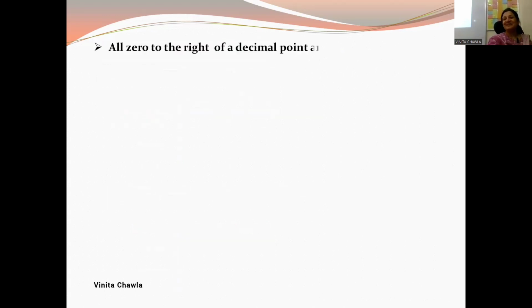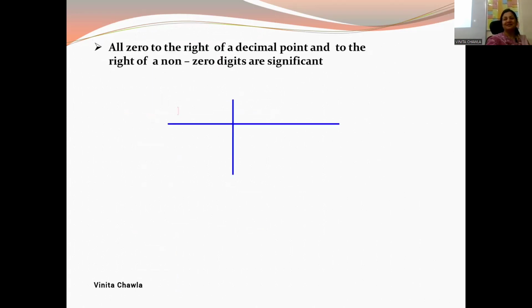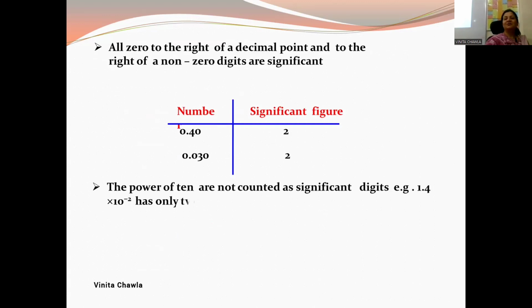All zero to the right of a decimal and to the right of a non-zero digits are significant. सोच के बताओ. टू. यस, इट्स नॉट थ्री. The power of 10 are not counted as significant digits. For example, 1.4 times 10 to the power minus 2 has only two significant figures, 1 and 4. Okay.